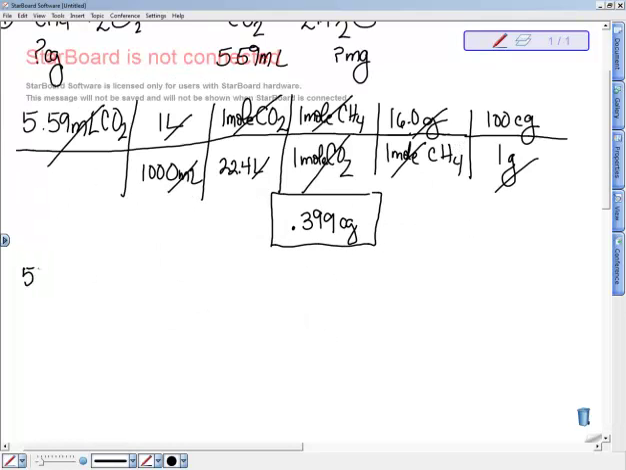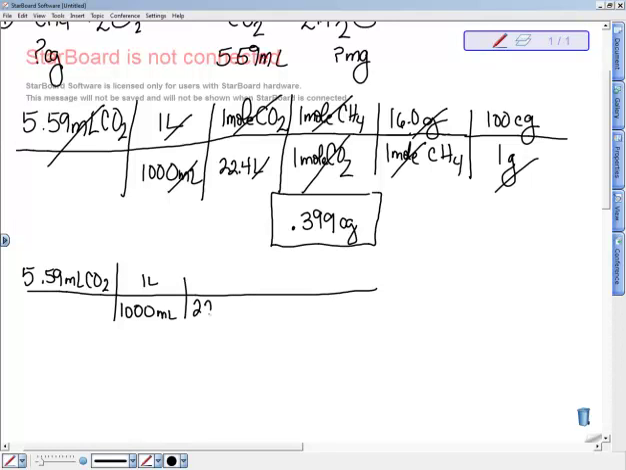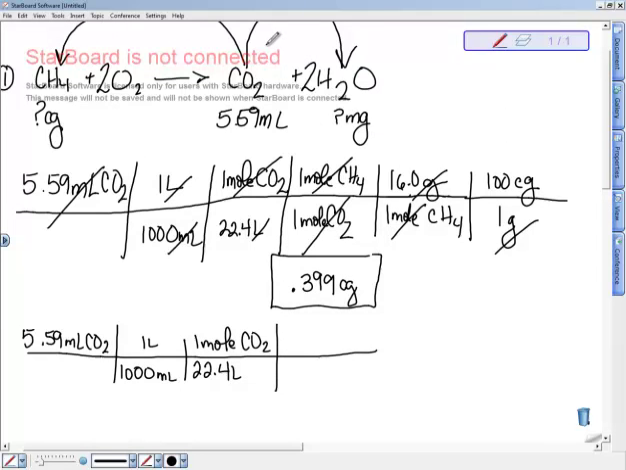Start the same way. 5.59 milliliters CO2. We don't like milliliters, so we're going to convert that to liters. Same start here. Got to convert that to moles. And remember what you're working on. You're working on CO2. But this time we're going to go to water. So this time that mole-mole ratio is going to be a little different, okay? In front of CO2, there's no coefficient, but there is a coefficient in front of that water, so be careful.